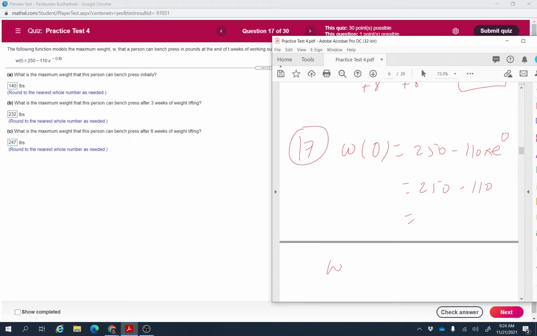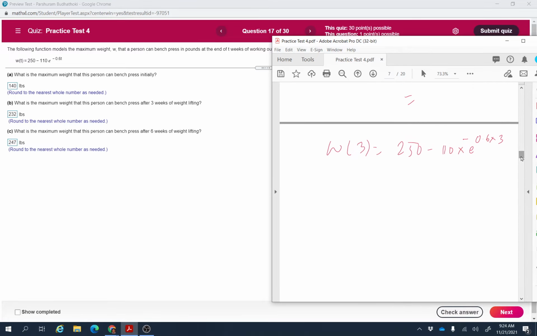For finding what happens after 3 weeks, just replace the time t by 3, which is negative 0.6 times 3. You have to use your calculator properly for finding this, so I hope you know how to use your calculator. That will give you 232, and this is the approximate value. Round to the nearest whole number, so this is after rounding. And if you just replace this time by 6, that will be 247 pounds after rounding to the nearest whole number.